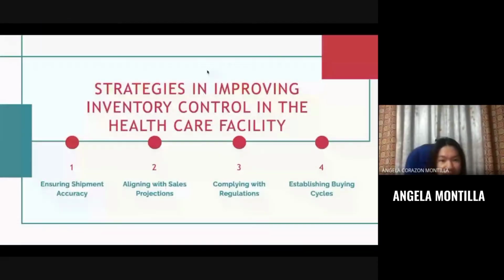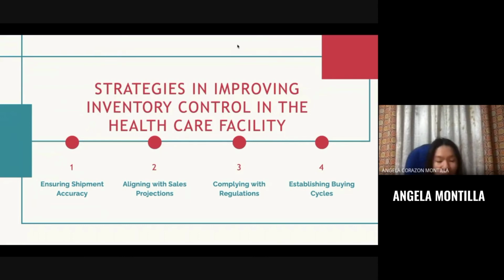So the next is the strategies in improving inventory control in the healthcare facility. The first one is ensuring shipment accuracy. Checking shipments for accuracy means ensuring that the received items are the ones ordered and the supplies are free from possible damages during transit.